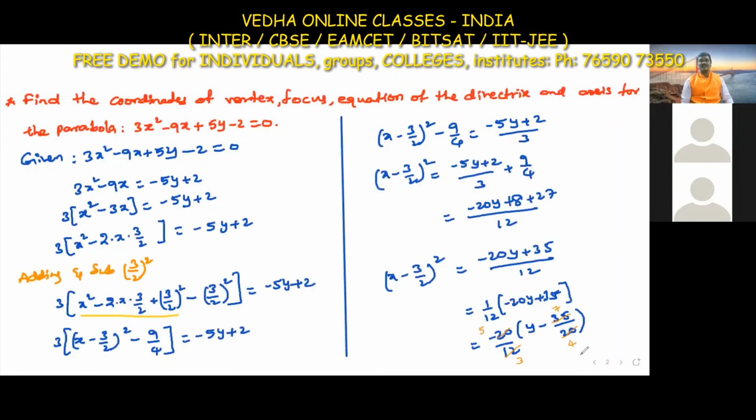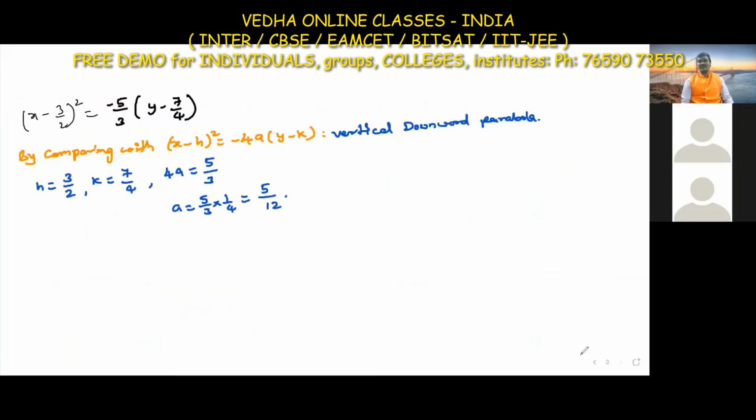First he is asking the vertex. What is the vertex of this parabola? Anybody? The vertex is h comma k. Very good. h comma k is the vertex. What is the h value? 3 by 2. What is the k value? The k value is 7 by 4.